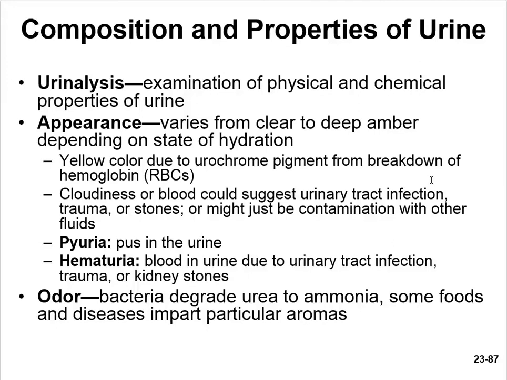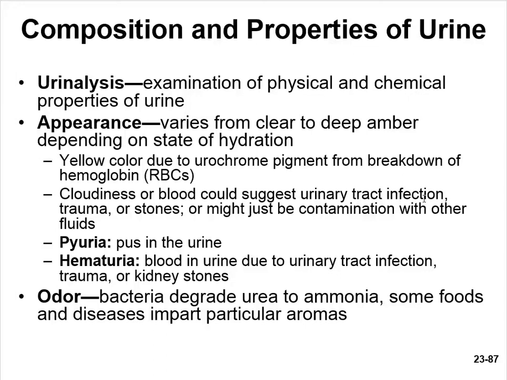Cloudiness or blood could suggest a urinary tract infection, trauma, or stones, or could be contamination with something else. Pyuria is pus in the urine, and hematuria is blood in the urine due to urinary tract infection or other damage. Odor can also be checked. Sometimes bacteria will degrade urea to ammonia, so you'd be able to detect that aroma.